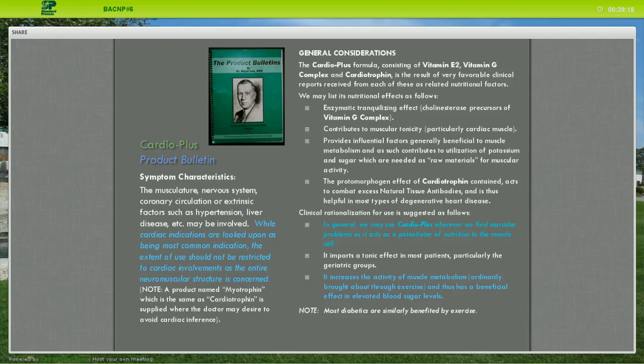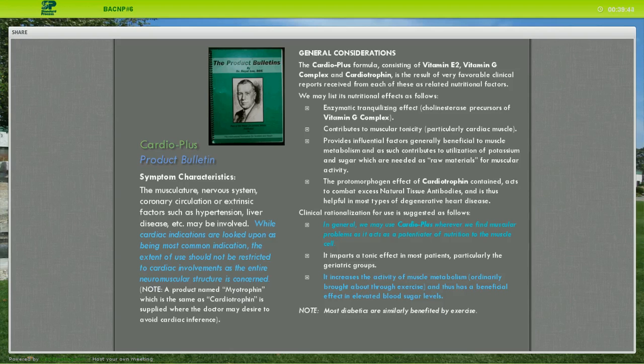a product that's going to improve muscular function, which is one of the reasons why they created the product MyoPlus and Myotrophin. So MyoPlus is exactly the same as CardioPlus, and Myotrophin is exactly the same as Cardiotrophin, because some people get hung up on this idea that they have a heart problem.